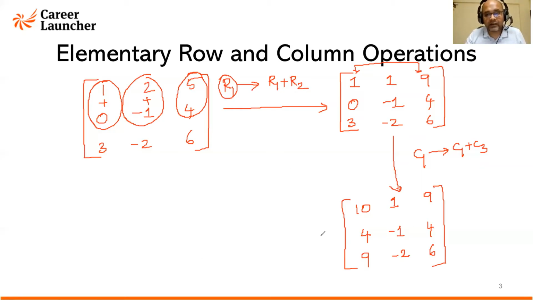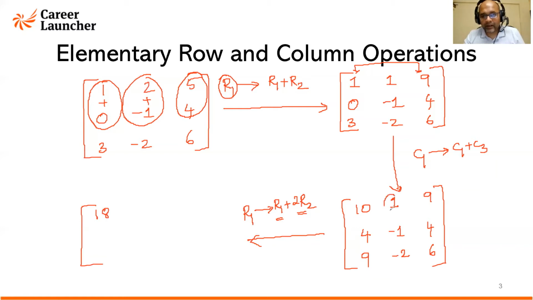I can have another operation here. Let us say my R1, I'm going to combine two things now. R1 plus 2 times R2. So here, what am I using? I'm combining my second operation of multiplication and the third operation of addition of two rows. So what will I get? 10 plus 4 into 2. 4 into 2 is 8. So 10 plus 8 is 18.